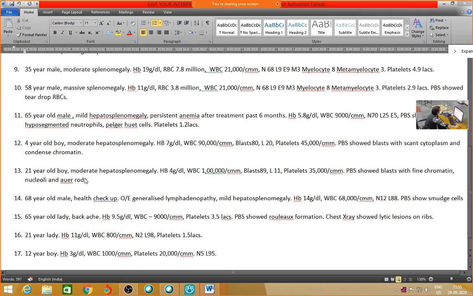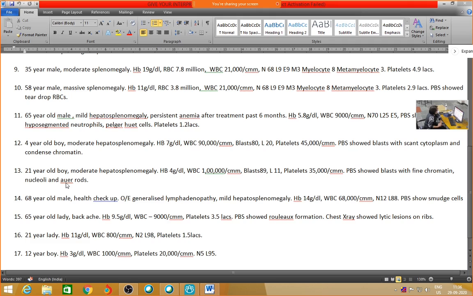If this question did not have Auer rods on peripheral blood smear, we wouldn't be able to say directly that it's an acute myeloid leukemia. We can just say it's acute leukemia, and we have to ask for the blood sample to run the flow cytometry, to run the markers, and to confirm. And one thing which is very, very important about acute myeloid leukemia, yesterday I showed you a picture that the myeloid stem cell is the one which gives rise to the myeloid cells, also the erythroid, and also the megakaryocytes. So there are so many types of myeloid leukemias.